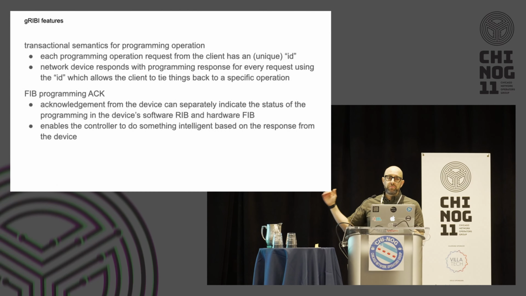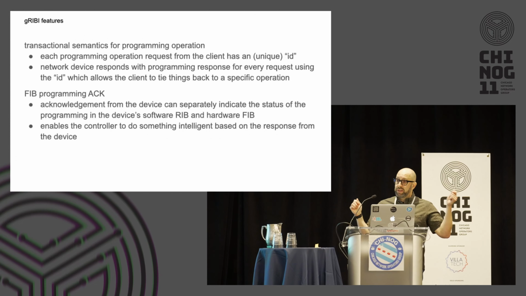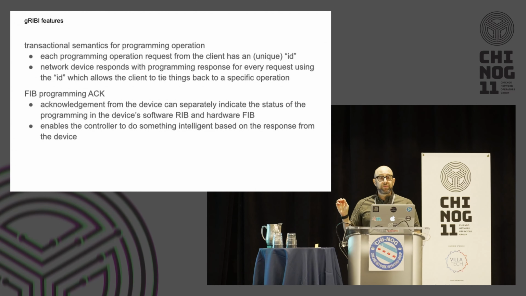So each request that we make to the Gribby server running on a router has a unique ID. So we can correlate what's going on from a client over here, which is pushing routes into the router from a controller or some other station, with what's actually going on in the device. The other thing that we get here with Gribby is some notion of a FIB programming ACK. And there's actually two levels of ACKs that we get. We can get a top-level RIB ACK. Did you program this in the RIB? And we can even go deeper, and we can say, did this make it into hardware?